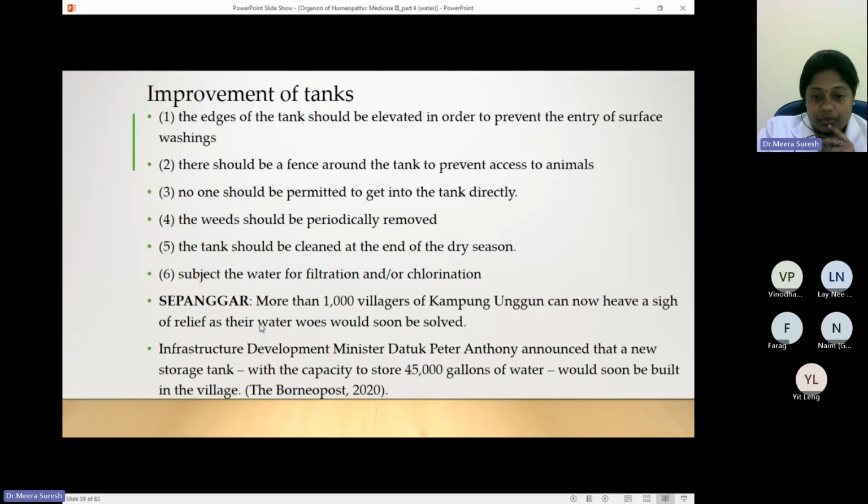So this is some news that I have taken, the Borneo Post 2020. It was told by the Infrastructure Development Minister Datuk Peter Anthony, who announced that a new storage tank with the capacity to store 45,000 gallons of water would soon be built in the village of Kapung Ungan. I hope it is pronounced like that, otherwise, you know.